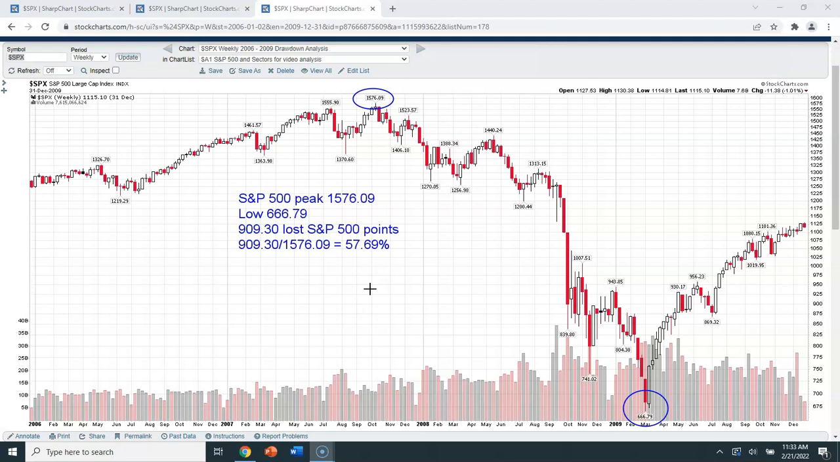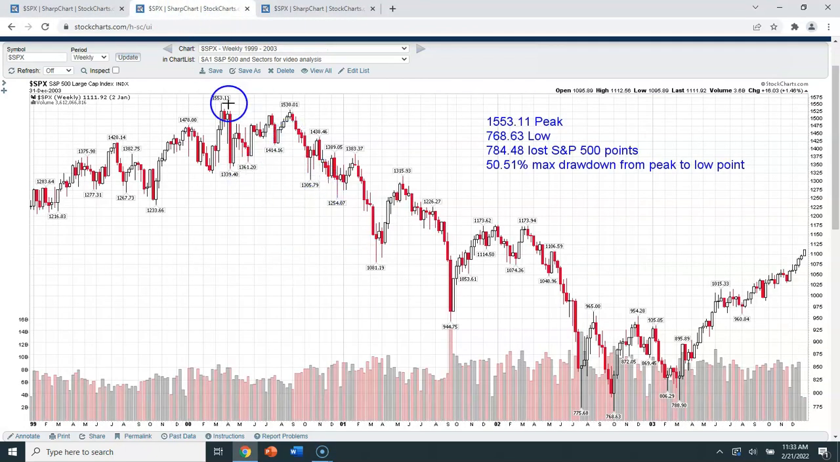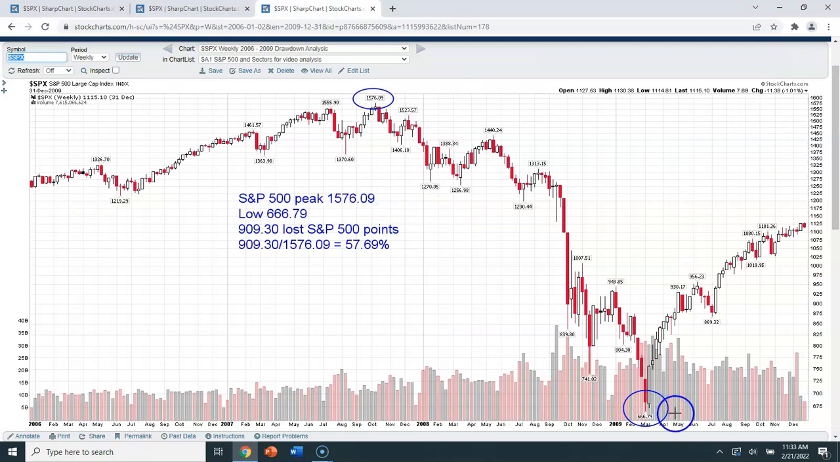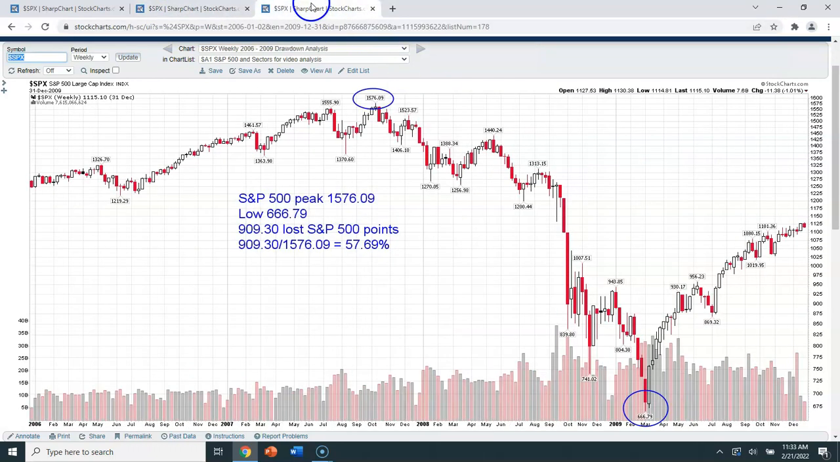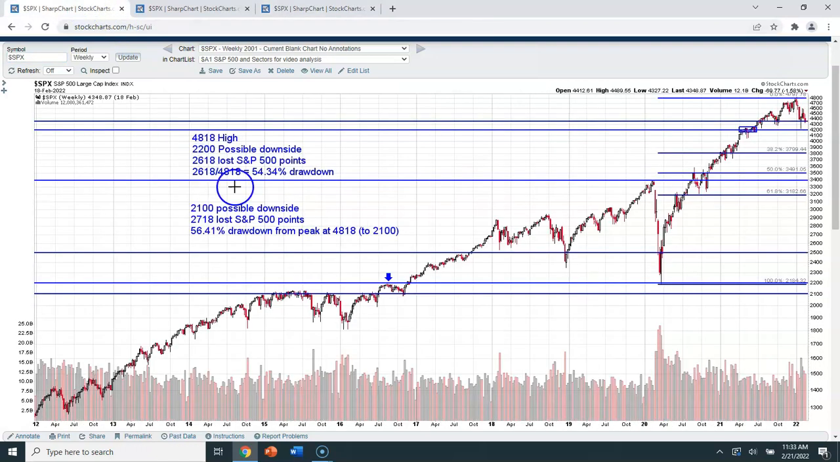So, going by the fact that here, in 2000, it took about 3 years. I mean, it was brutal, right? This one lasted a long time. This one was a much shorter downturn, but much more violent, and we actually lost on a percentage basis more of the S&P 500. But the point is that a 50 to 58, let's just call it 60% drawdown in a bad bear market is completely within the realm of possibilities.